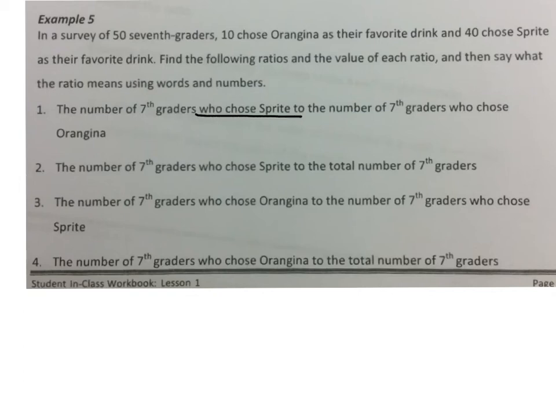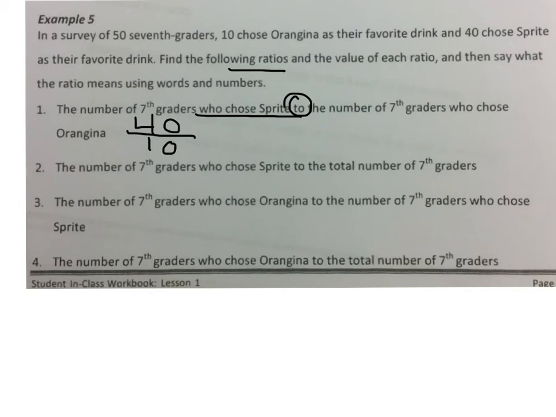So do you see how they are talking? They want you to compare the people who chose Sprite first. So therefore, I'm going to start with the Sprite. There's 40 kids that like Sprite. And then it says compare that to. "To" is a big key word there. So every time I see a "to," I know that's my fraction line. And 7th graders that chose Orangina is 10. So there's my ratio.